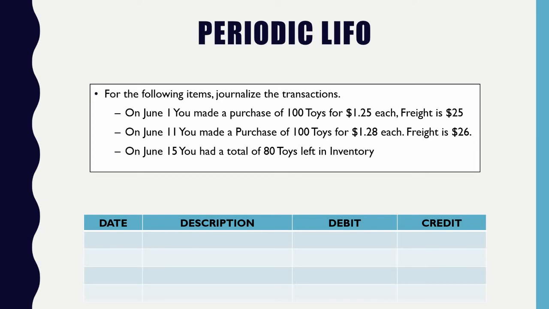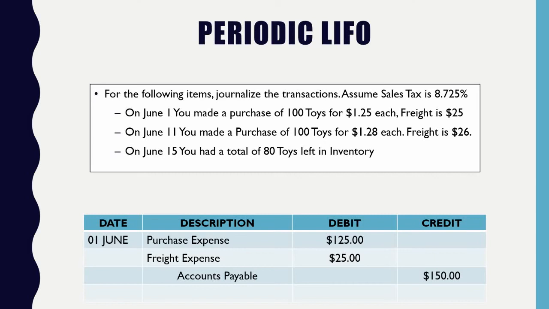So let's dive right in, with the same example as yesterday. On June 1st, we decided to purchase 100 toys at $1.25 with the freight costing $25. We recognize that we have a purchase expense and a freight expense, and we placed them in an account. The purchase price is $125 and the freight is $25, giving me a grand total of $150.